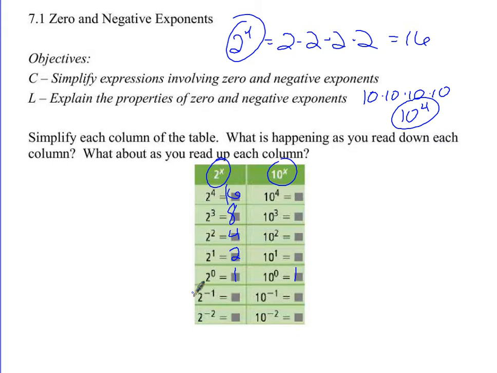2 to the negative first power is what? No. Did you have a guess? Nope. It has nothing to do with negative signs, actually. It's 1/2. What about 2 to the negative second power? Yeah, it is 1/4. Good. So using that logic, what would 2 to the negative third power be?